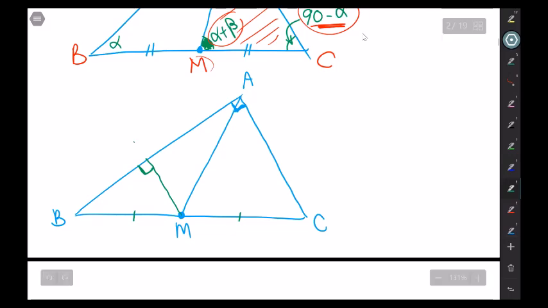So let me label this new point as N. Oh, sorry, he meant to AC. Okay, let's do it to AC, I guess. Let's drop a perpendicular to AC. Sorry for that.